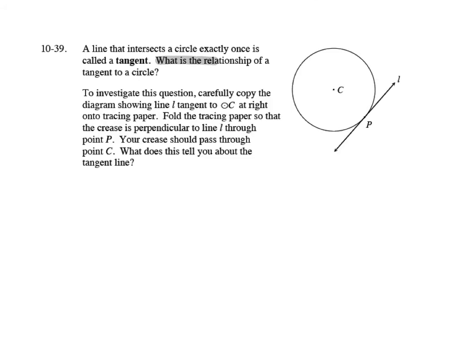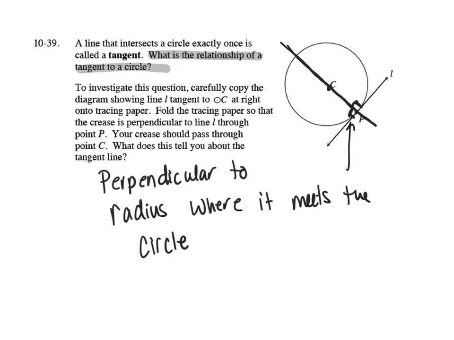We're going to investigate the relationship of a tangent to a circle. In order to investigate it, it suggests copying it with tracing paper and folding it to create the perpendicular line L. For my line of symmetry, I'm just going to draw it here. Because this line of symmetry passes through this point C, I know that these angles here have to be 90 degrees. So I know the tangent line to a circle has to be perpendicular to the radius at the point at which it meets the circle. This point where it meets the circle is sometimes called the point of tangency, right there.